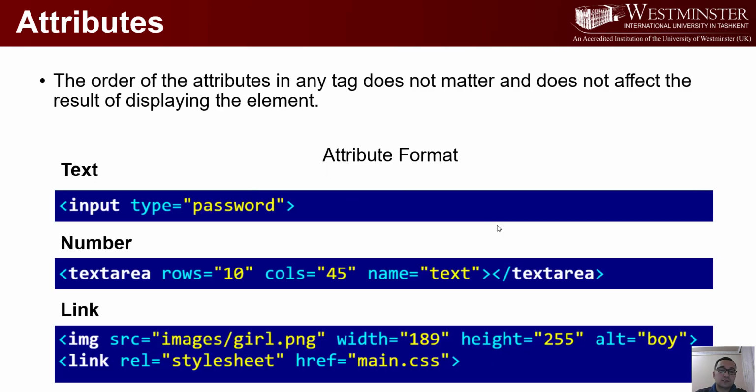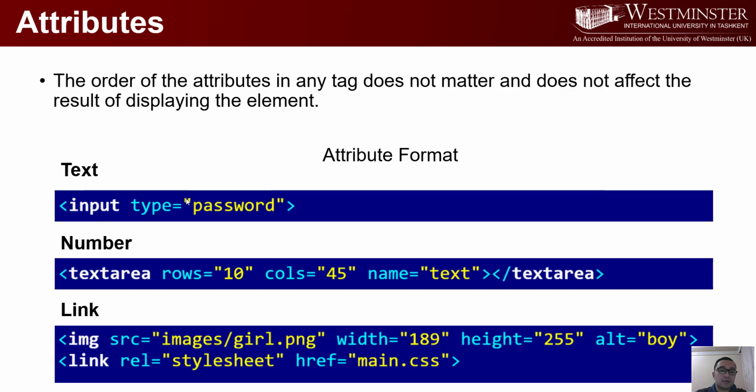So there are some other types of attribute values. The order of the attributes in any tag does not matter and does not affect the result of displaying the element. So you can provide, for example, these attributes in any order. First of all name, then row, then column is totally fine. Let's see the attribute format.